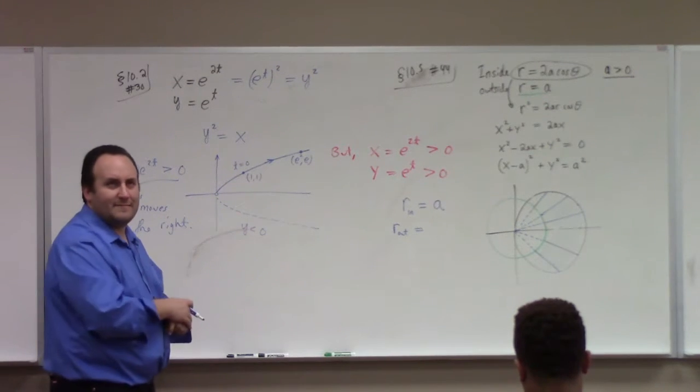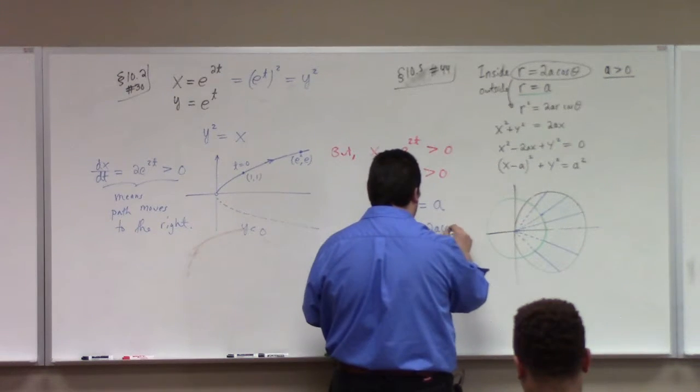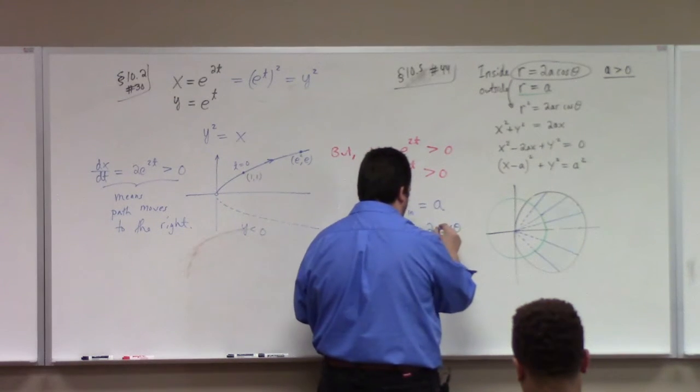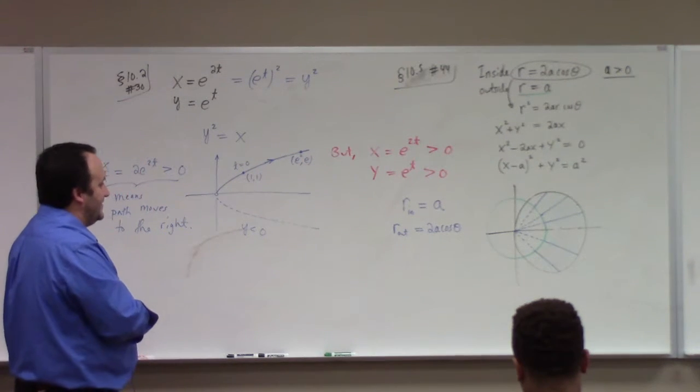R out is what? Shh, I'm listening. Oh, okay, I'm sorry. 2a cosine theta? Okay. Sometimes the hallway is so very interesting. I have to try to listen. But 2a cosine theta.